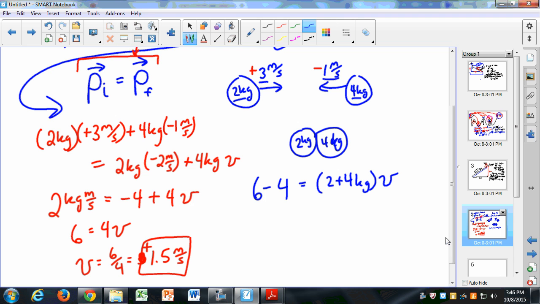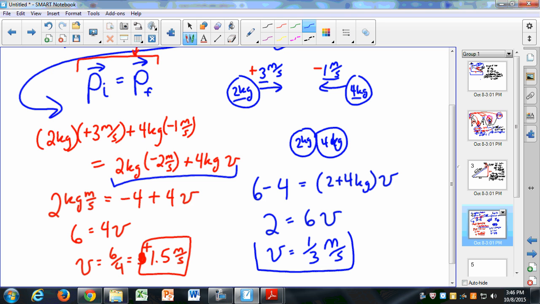times V. Notice this is exactly the same way we worked this other problem right here, except that they now both have the same velocity, so I just combine those masses. So this 2 is equal to 6V. V is equal to 1/3 meter per second. My speed will be to the right, 1/3 meter per second.